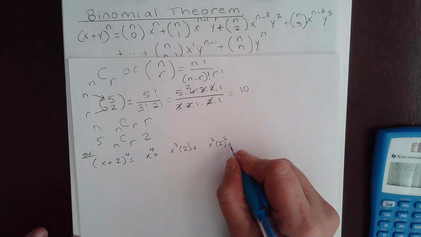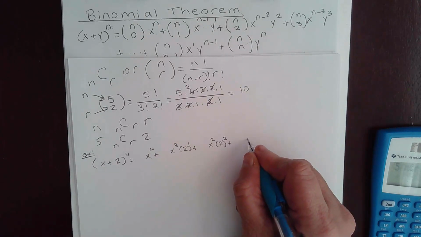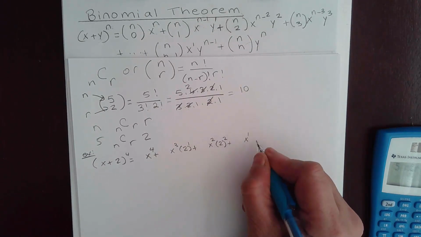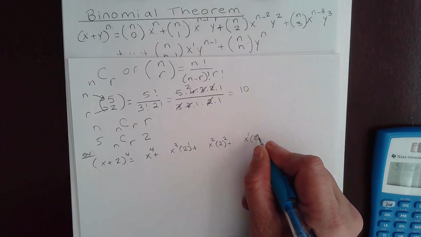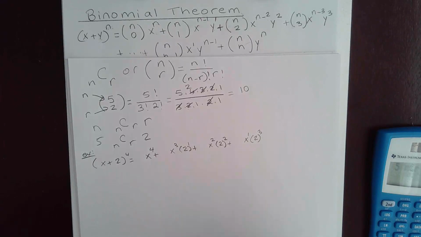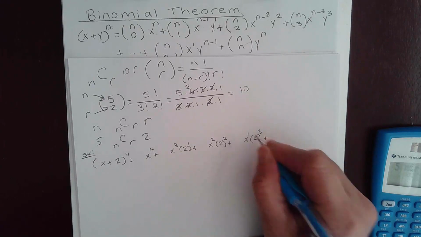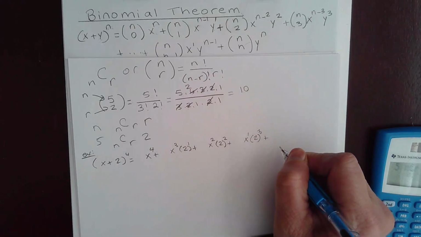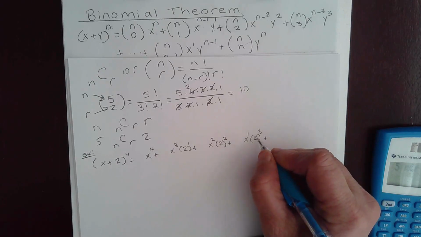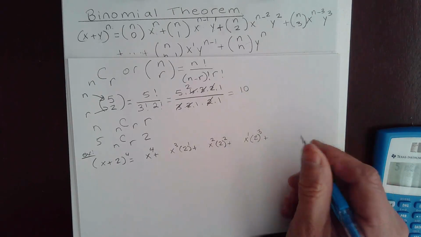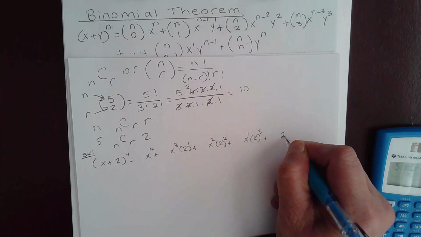And again, if I continue on, I'm going to lose a factor of x. So that's x to the 1, and I'm going to pick up a factor of 2, so this becomes 2 cubed. And this becomes x to the 0, which is 1, right? And I'm going to pick up a factor of 2, so that's going to give me 2 to the 4th.